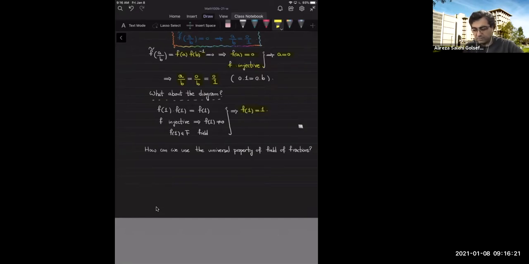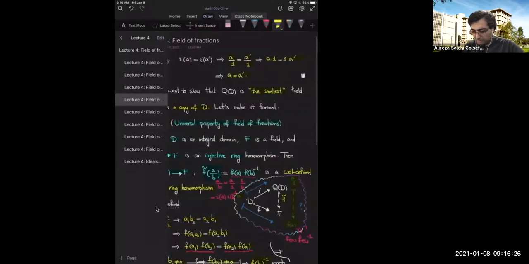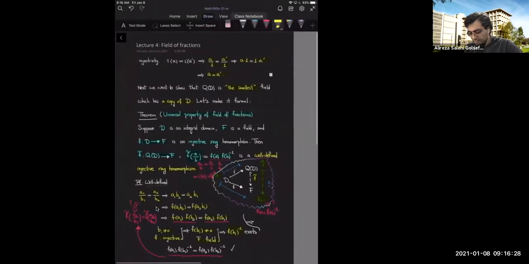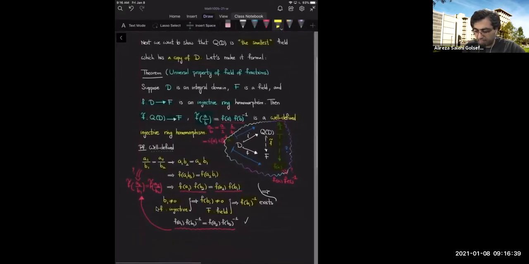And that's exactly what we wanted to show in this diagram, where we wanted to discuss why the f tilde that we have is compatible with the initial injection, the initial embedding of the ring D inside F. Okay, so overall we proved this crucial property of field of fractions that we call the universal property of field of fractions. But let's see how we can actually use it.